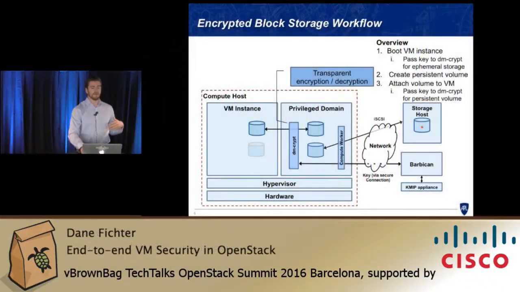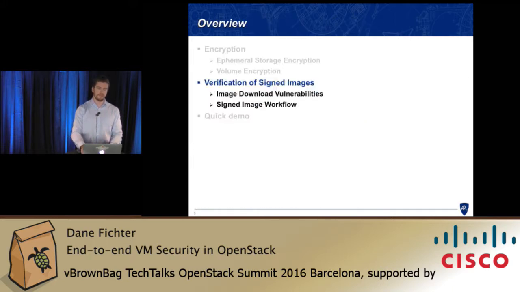Similarly, when you have an encrypted volume being mounted, there's the same action of reaching out to Barbican, grabbing the key, passing it to dm-crypt. And then dm-crypt is basically acting as a sort of persistent filter. So any data that the VM instance is writing to storage, whether it be an ephemeral backing file or an attached volume, is encrypted, and anything that is being read is being decrypted by dm-crypt.